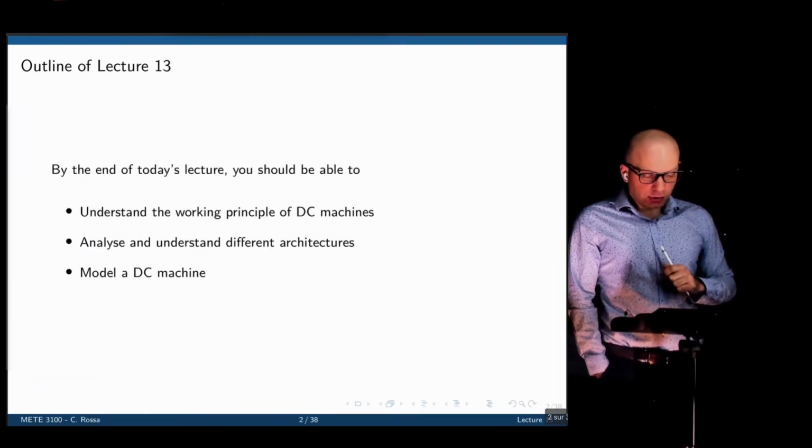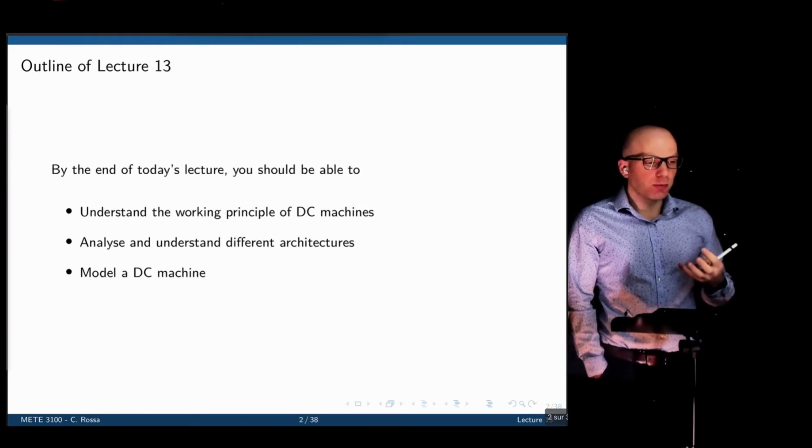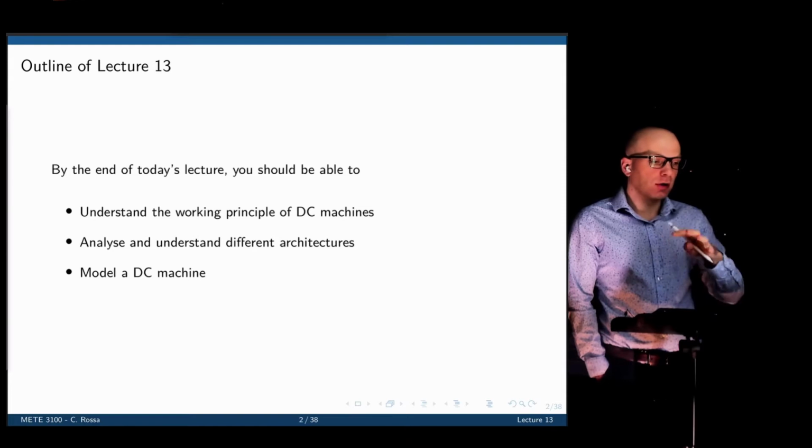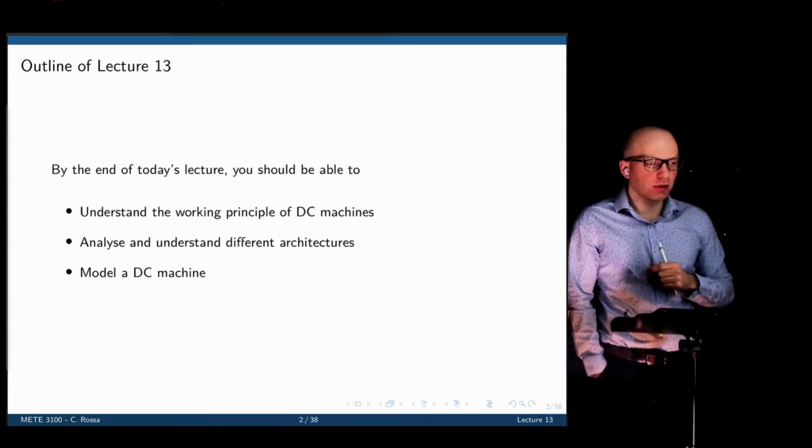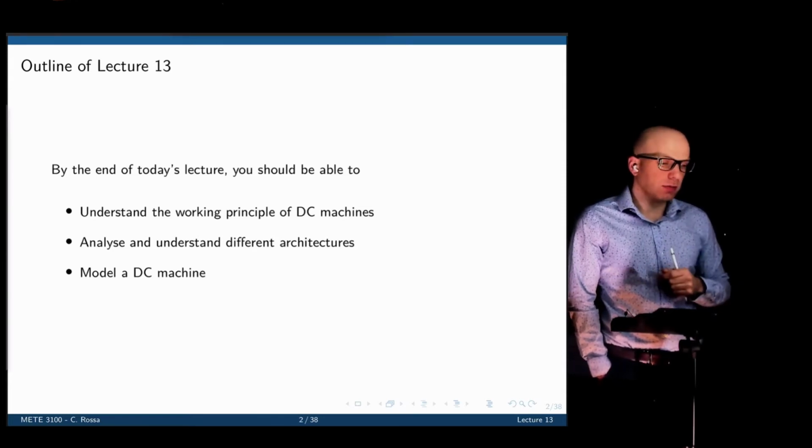By the end of this lecture, you should be able to understand how a DC machine operates, either as a motor or a generator, analyze and understand the different architectures of DC machines, and model a DC machine.